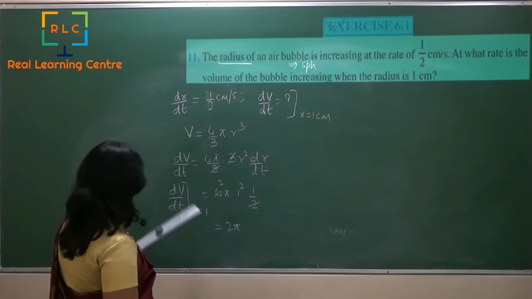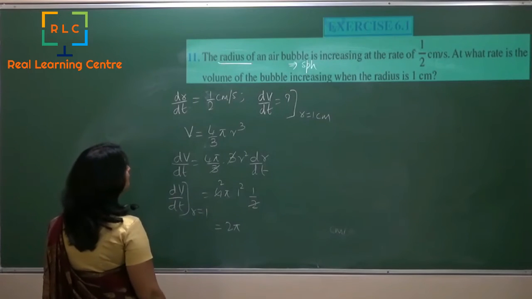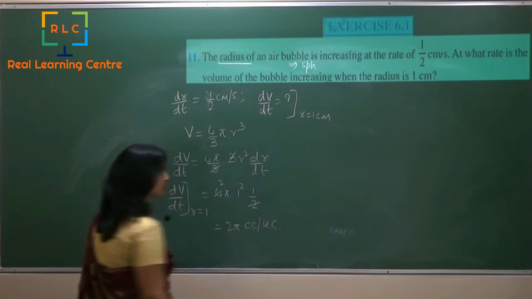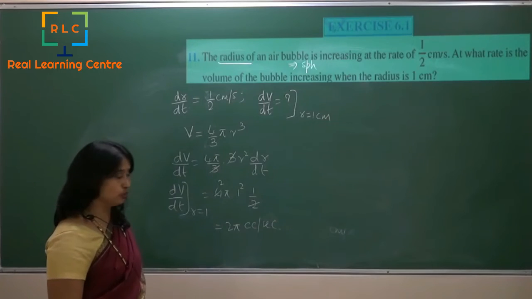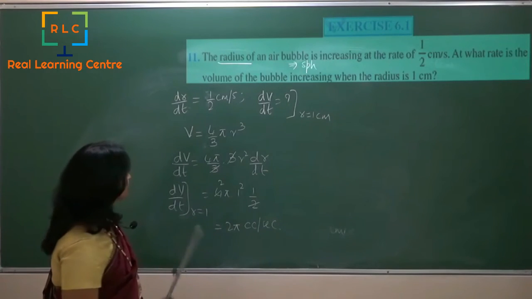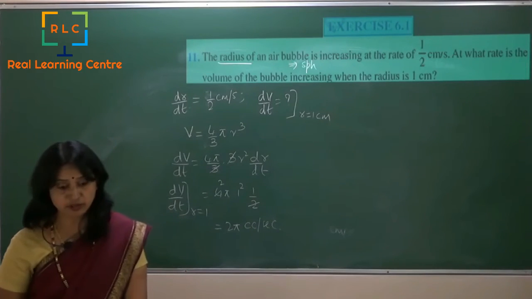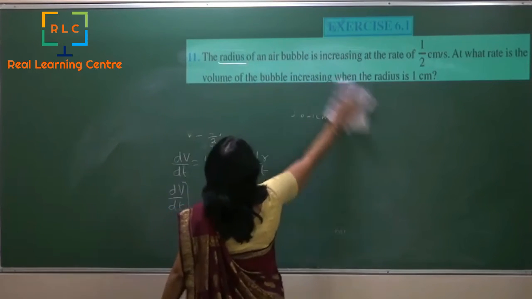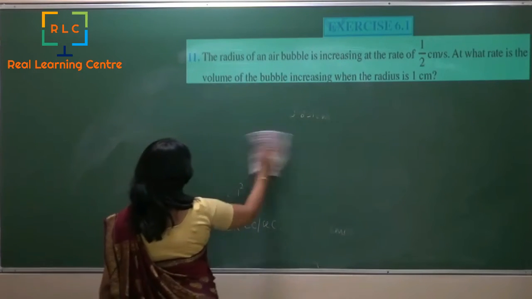And we are talking about which one? Volume. So dv by dt is 2 pi cc per second, centimeter cube per second. Now this was a very simple problem where we are discussing an air bubble, which is a sphere. Okay, we go to the next question which is also of the sphere.